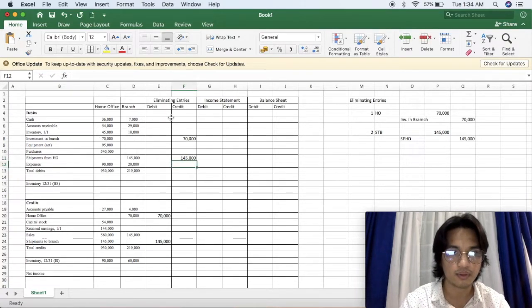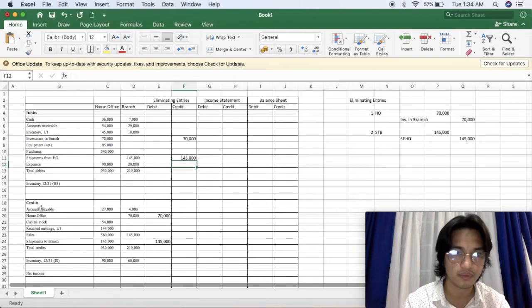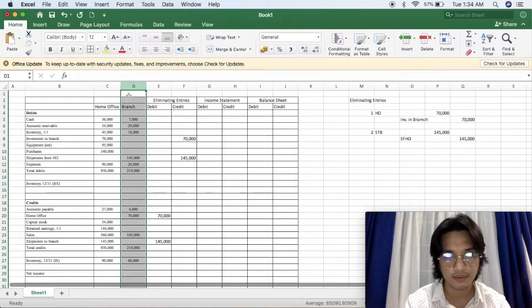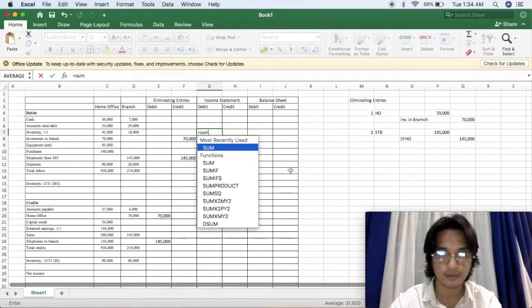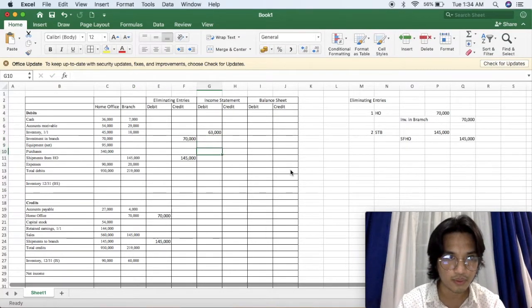This is what you need to do in preparing the working paper. Just copy all the accounts, classify them into debits and credits for both home office and branch, and then just write their balances. So you have from home office, you also have for the branch. Then you just forward it to the income statement and balance sheet. First we'll do the income statement. Inventory has a normal debit balance of 45, sum of this. Then you also have purchases, forward purchases. Shipments from home office is eliminated. You have debit and credit, so 0.